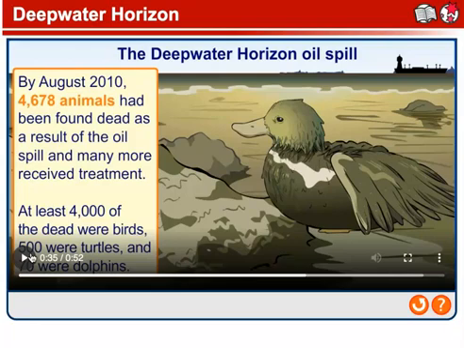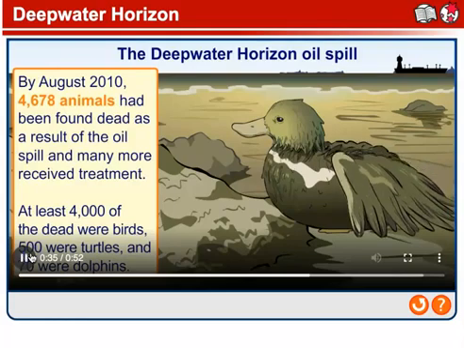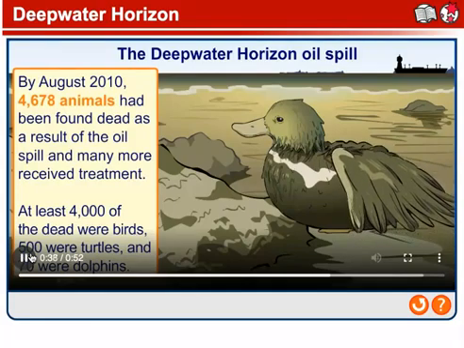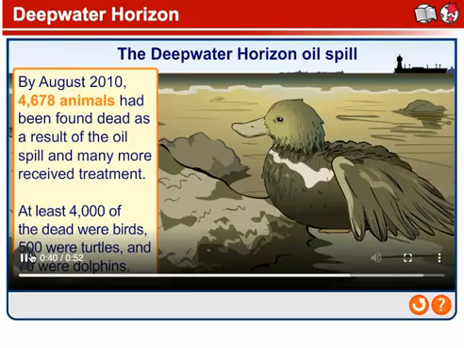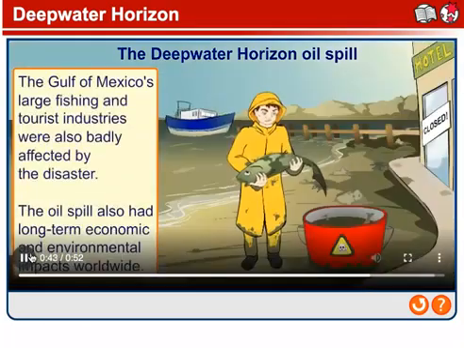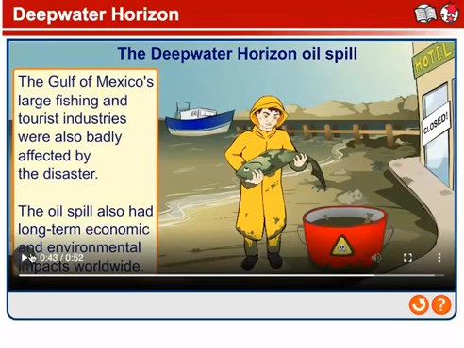4,678 animals had been found dead as a result of the oil spill, and many more received treatment. At least 4,000 of the dead animals were birds, 500 were turtles, and 70 were dolphins. The Gulf of Mexico's largest fishing and tourist industries were also badly affected by the disaster. The oil spill also had long-term economic and environmental impacts worldwide.